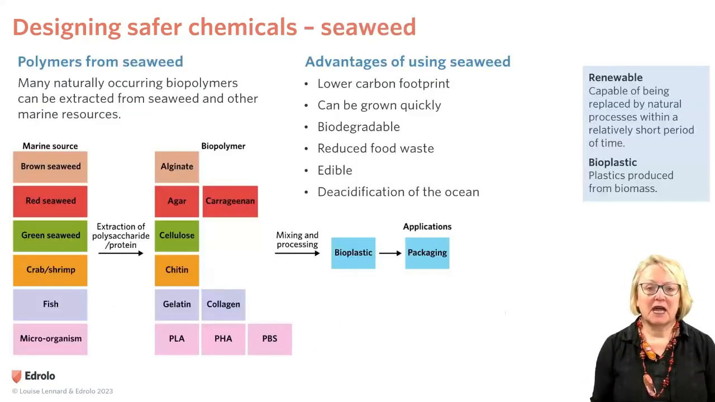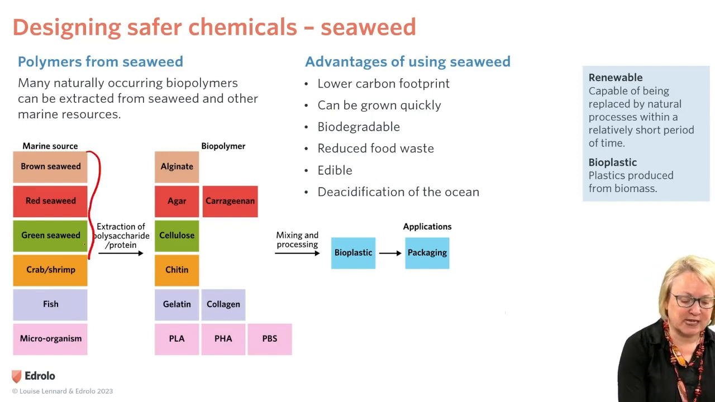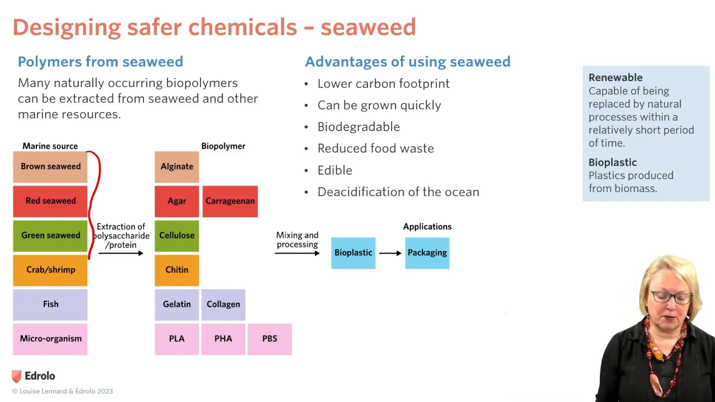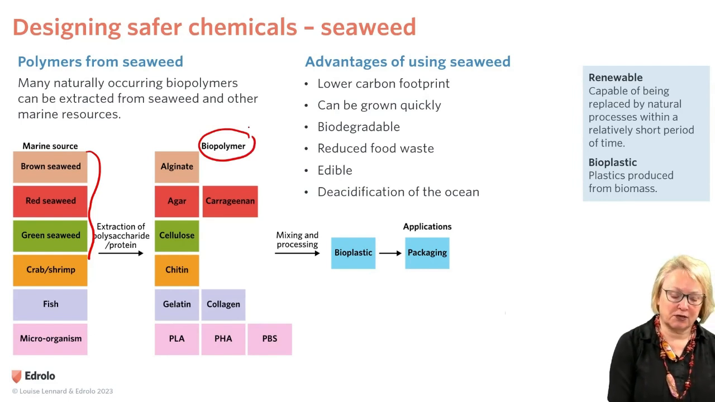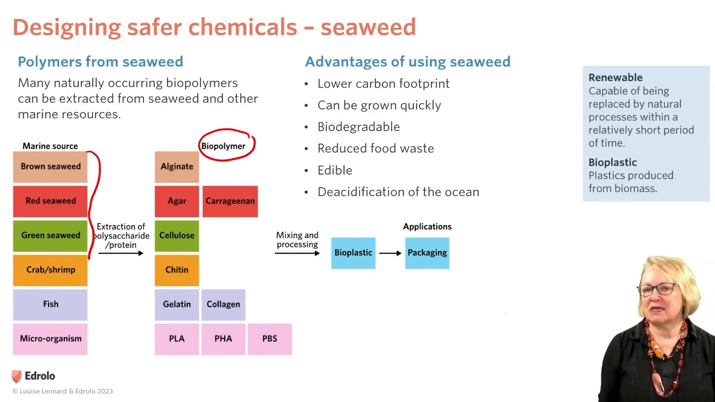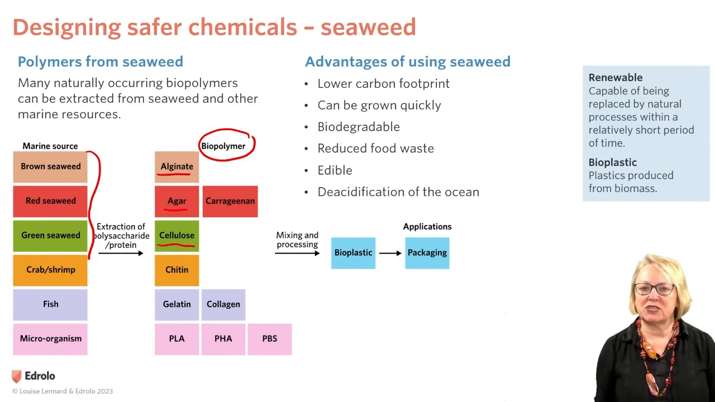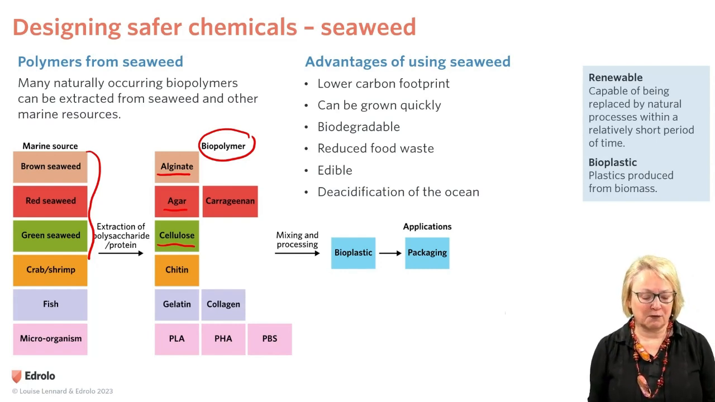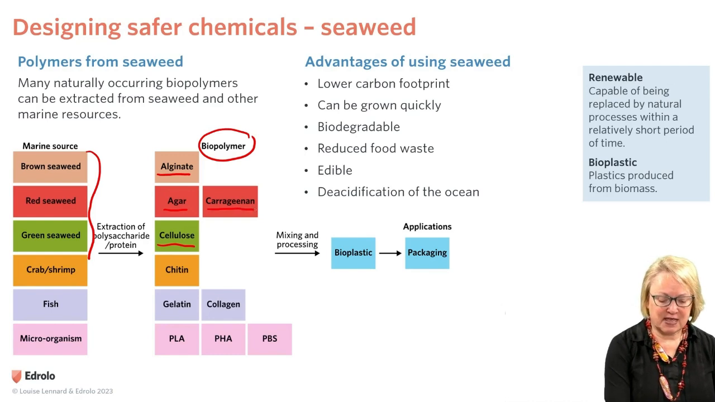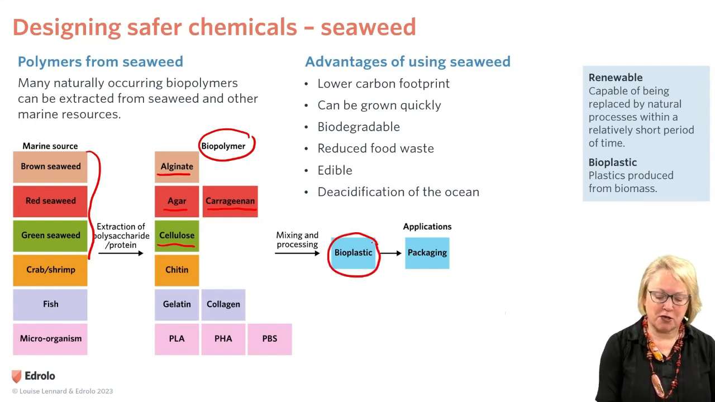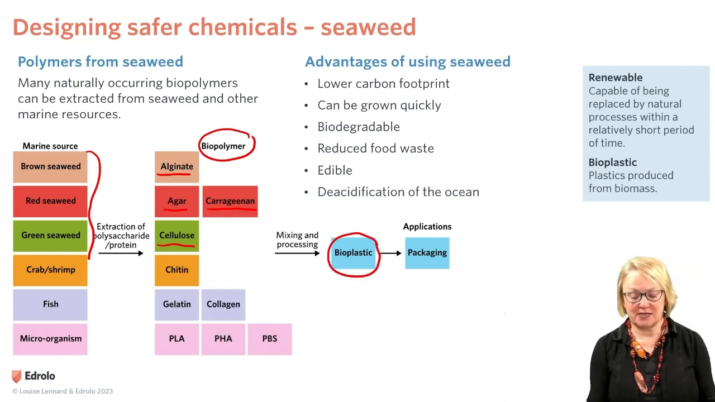Another growing area of designing safer chemicals is to use marine sources, in particular seaweeds: brown seaweed, red seaweed and green seaweed. These contain biopolymers which naturally occur, which are polysaccharides that aren't based on starch. And they include alginate, agar, cellulose, which, as we know, we can't digest. Another example is carrageenan. These biopolymers can be mixed and processed to produce bioplastics, which then have applications in packaging.